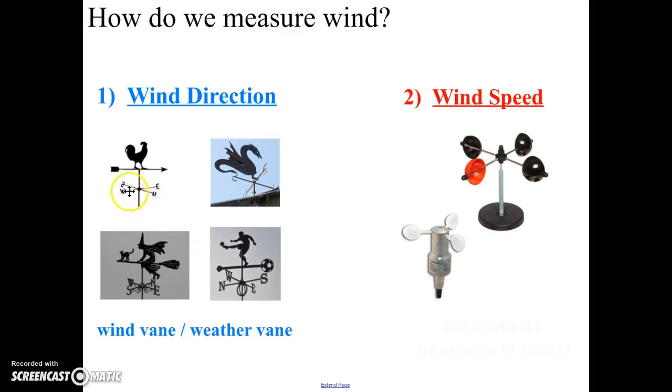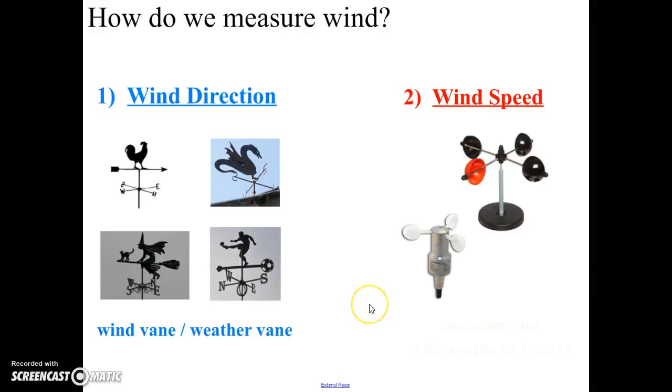Basically what will happen is when the wind blows, it's going to hit this. Because the back of the arrow has a broader surface, more surface area, the wind will blow against that and push it back. That will make the tip of the arrow spin around and point to where the wind was coming from. Okay, so those are weather vanes or wind vanes.